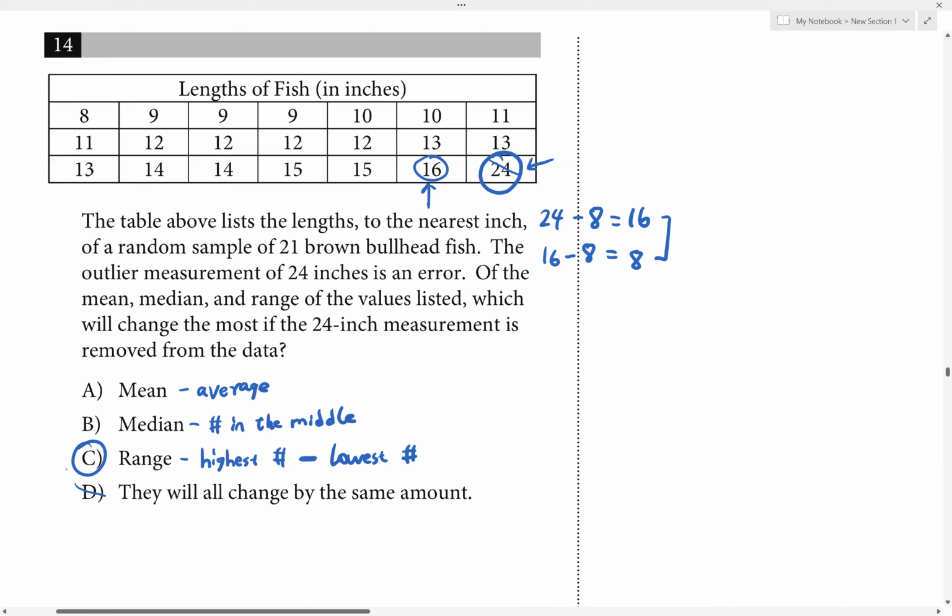All right, so we just want to keep in mind, if we have any outliers and we remove the outlier, the range will probably change the most, because the range has something to do with the highest number and the lowest number, right? So the outlier is likely to be either the highest or the lowest. Okay, so we remove that, then that should change the range by a lot, because the outlier should be very different from all the other numbers. Okay, so C is our best answer for number 14.